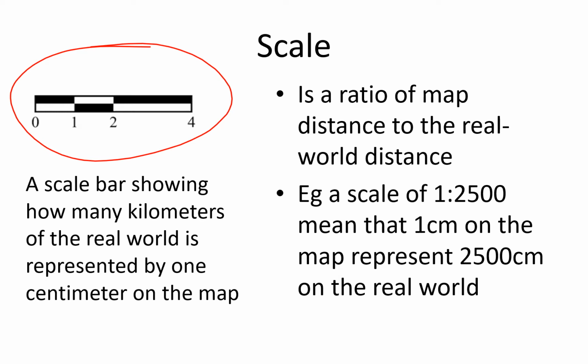So we use the scale bar. This is the scale bar. Here we can see that this scale bar shows how many kilometers in the real world are represented by 1 centimeter on the map. So here we are saying that 1 centimeter represents 1 kilometer in the real world.